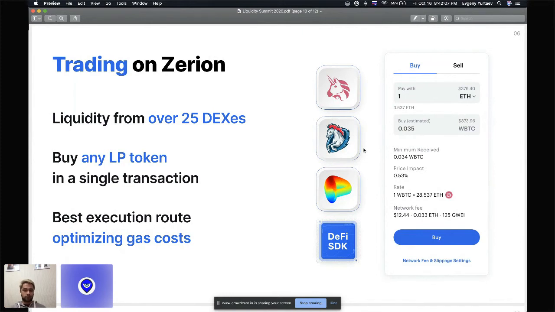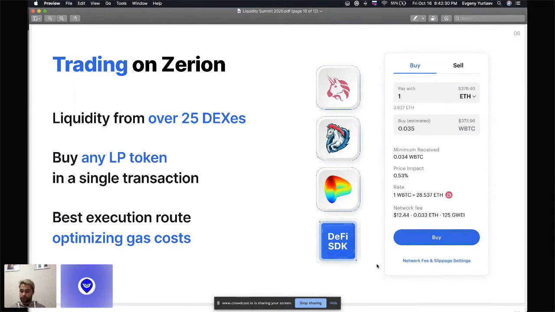So that's why we call this concept a meta aggregation in a way. We would find you the best rate across all of the different liquidity sources. And if, for instance, 1inch is giving you a trade that would go directly to Uniswap, instead of routing you to 1inch, which is more expensive in terms of gas, we would route you to Uniswap, which would probably be cheaper for you.